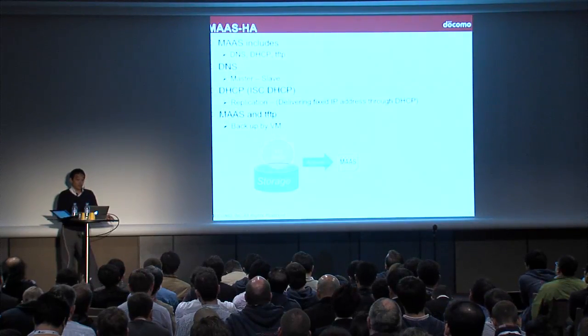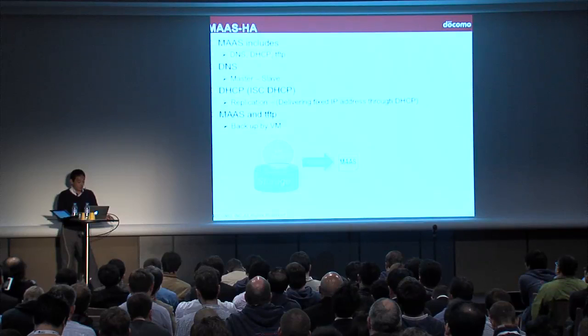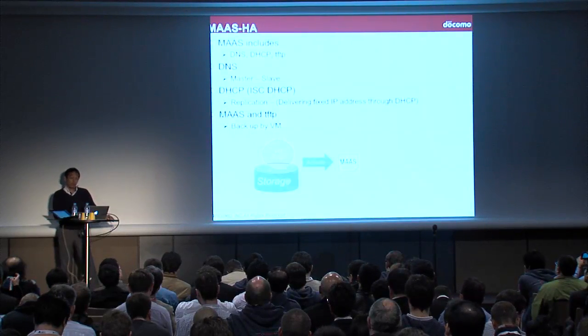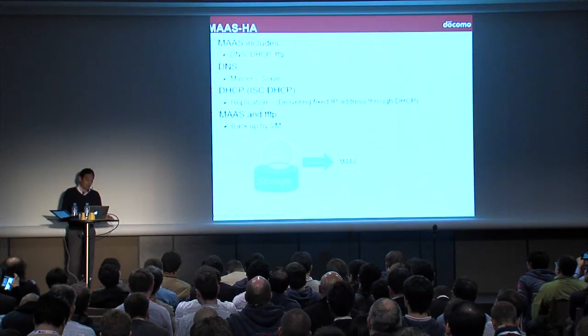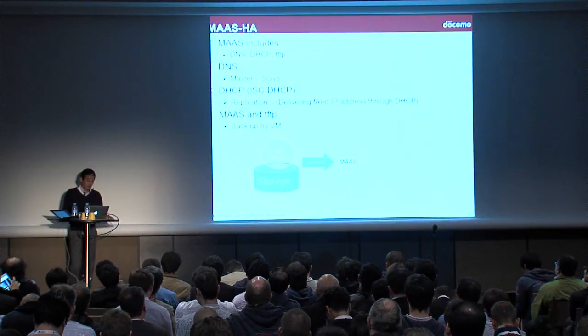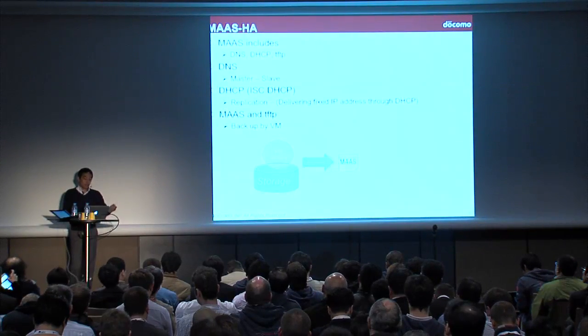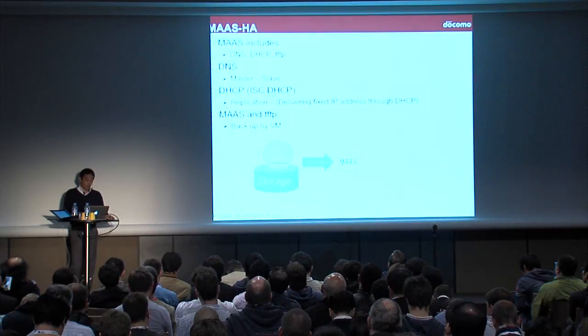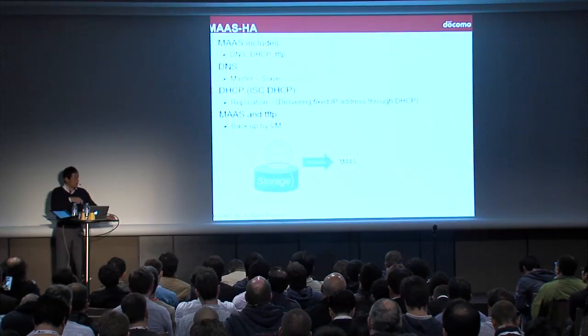We just use a VM and recover from VM if there is failure. Because with Mars, we just need it when we need to deploy a new server. So as for Mars, we do not need to keep running all the time. So just use this simple backup.